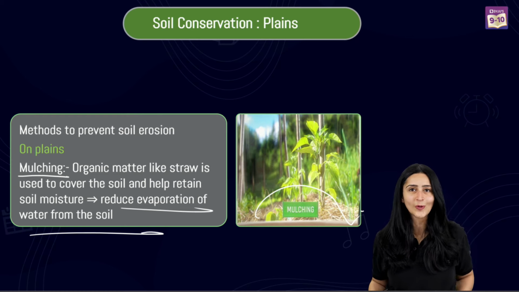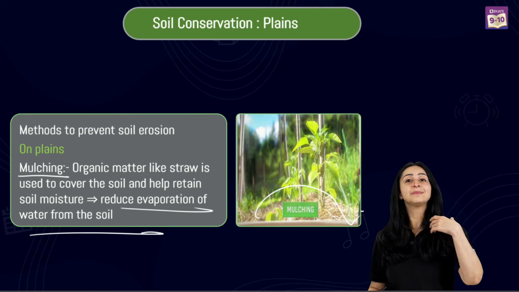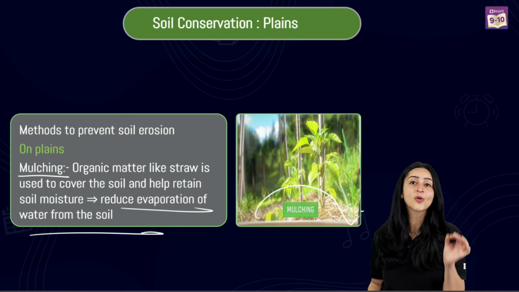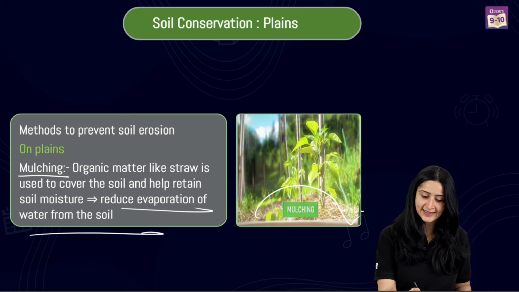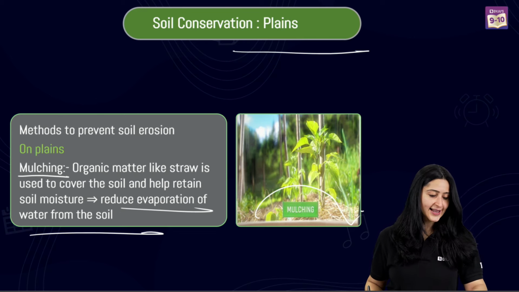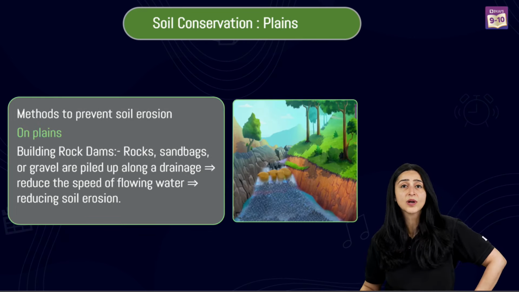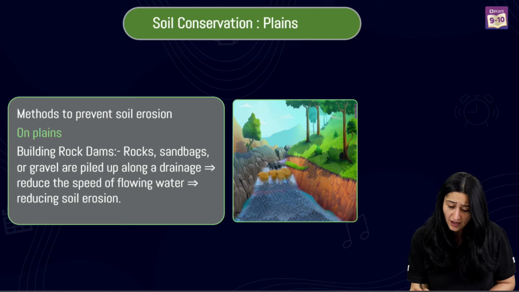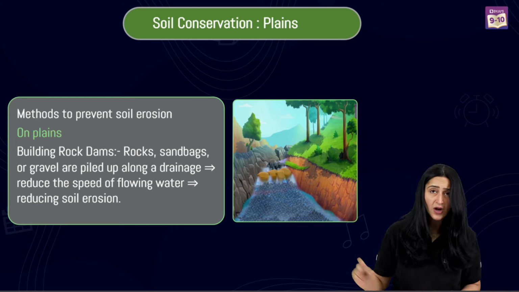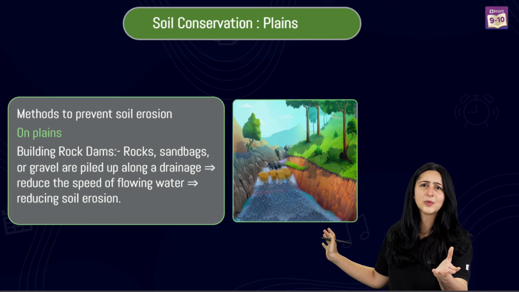So you should know what it is, and you should know that mulching is a process of soil conservation that is normally done on the plains. Right? Okay, let's move on to our next method of soil conservation on the plains, which is building rock dams. Now, what is building rock dams? Let me show you. If you see the picture again, you will understand it.